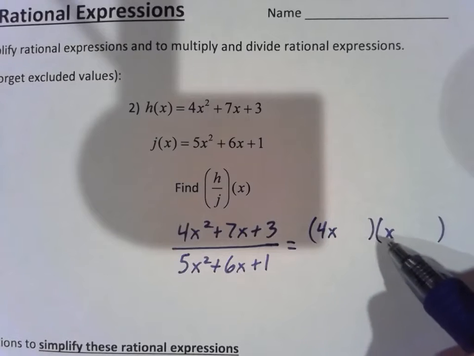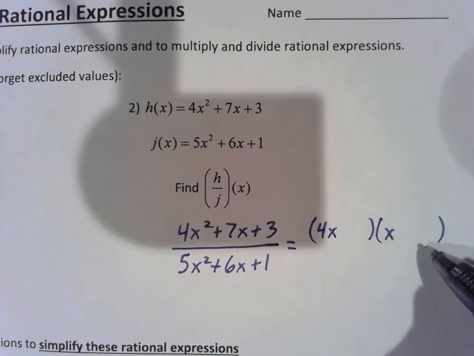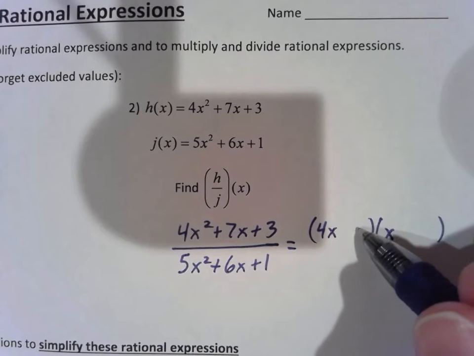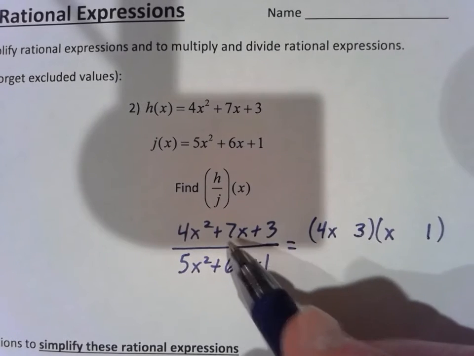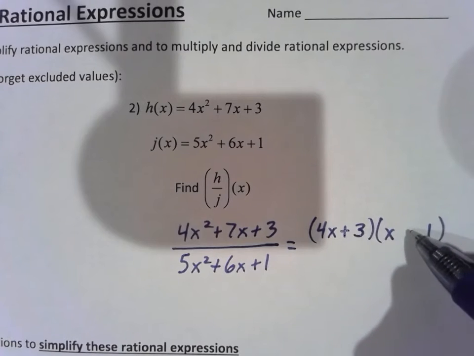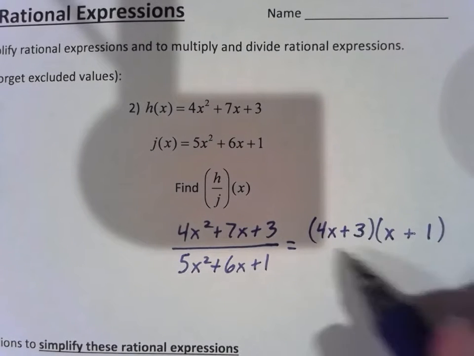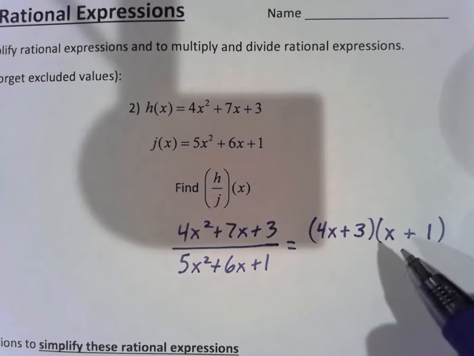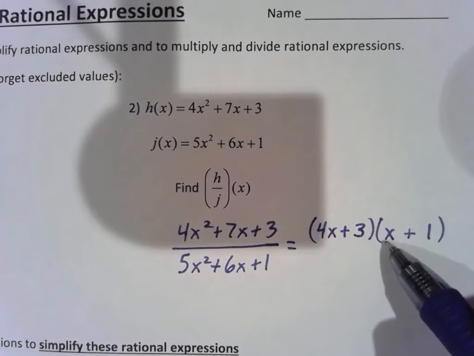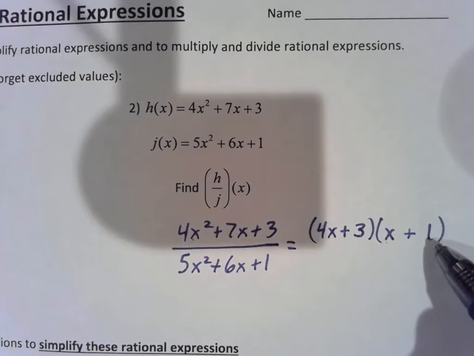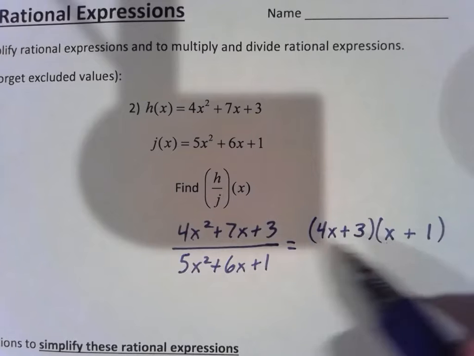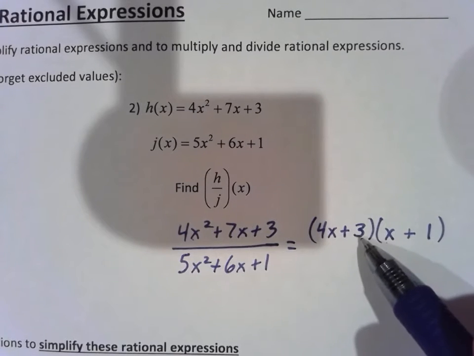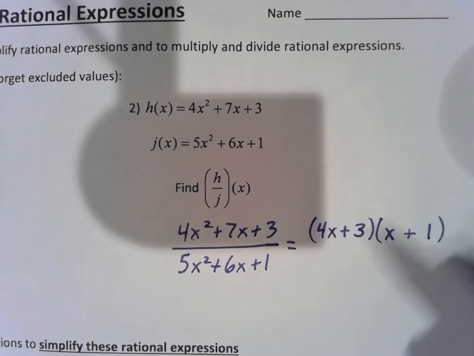So if I put 1 here, I get 1x and 12x. If I put 3 here, 3x and 4x, 3x plus 4x is 7x. So a positive 3x and a positive 4x. So just always check. 4x times x is 4x squared, 4x times 1, 3 times x, 4x plus 3x is the middle term, 7x, and then the last two, 3 times 1 is 3.